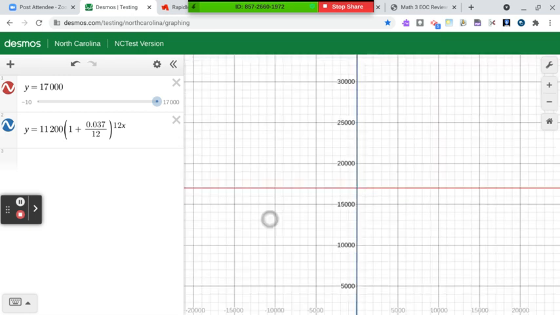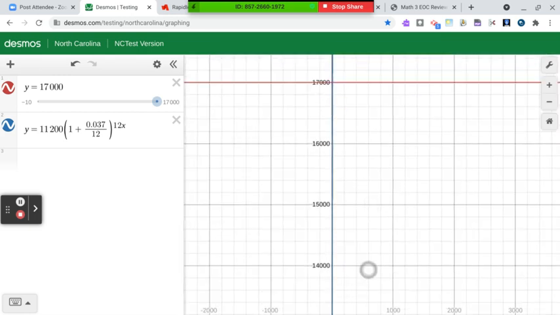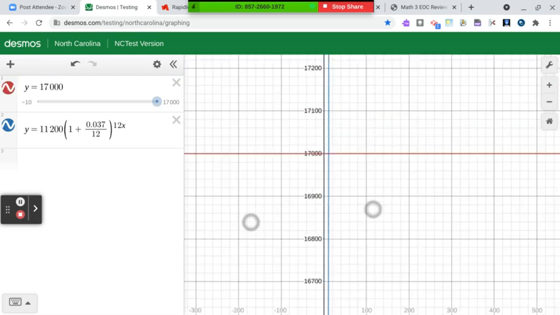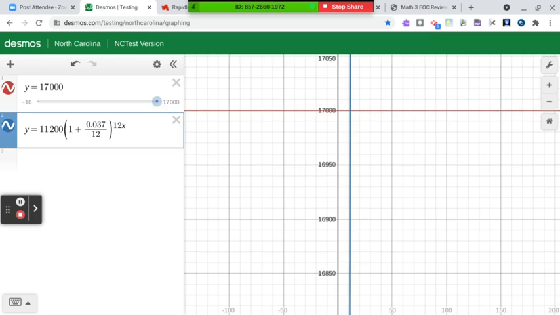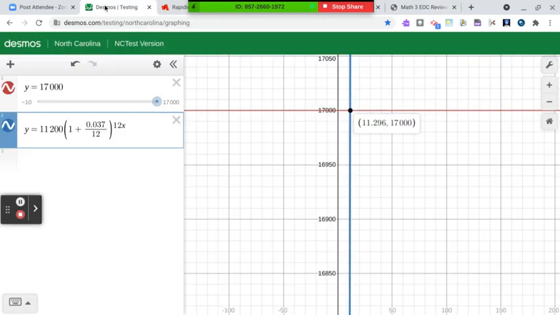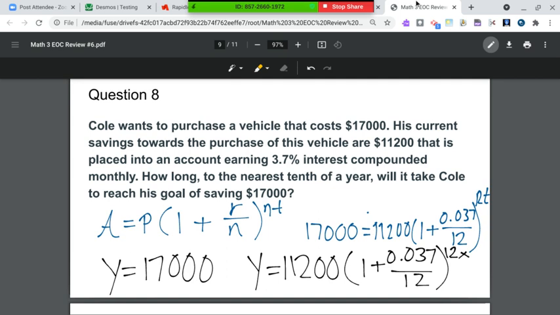Okay, zoom back in. To the nearest tenth of a year, it will take Cole 11.3 years to reach his goal of saving. 11 point 3 is approximately 11.3 years. Okay?